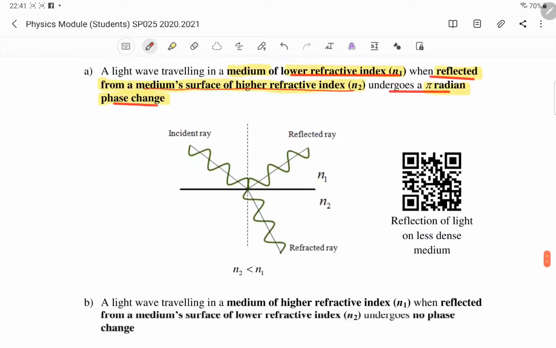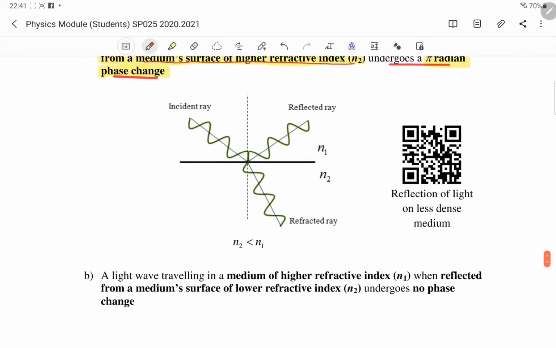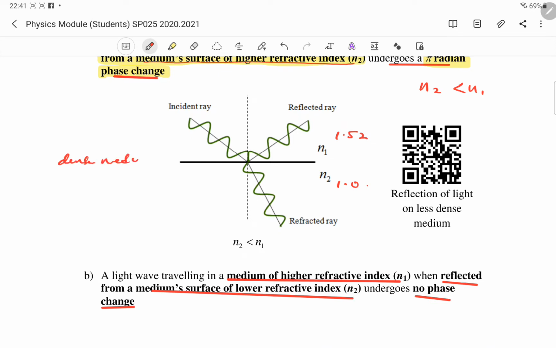Okay, kita tengok yang kedua. Dia cakap apa? A light wave travelling in a medium of higher refractive index, okay, when reflected from the medium surface of lower refractive index undergoes no phase change. Okay, so contoh kat sini, N2 less than N1. Contoh kita ada N1 is 1.52, N2 is 1.0. So the light travels from the denser medium to less dense medium.